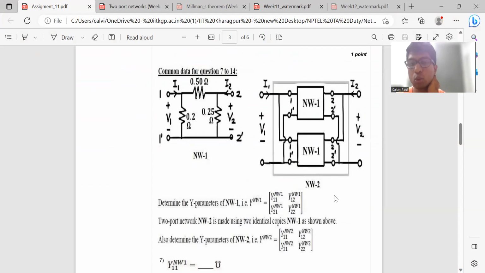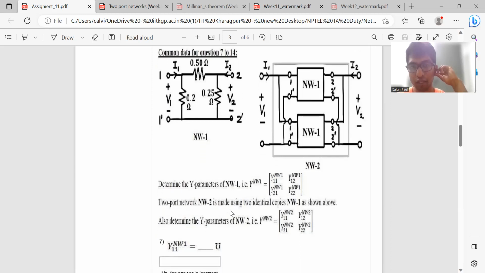This is made using two identical copies of network 1 as shown above. Okay, there are two identical copies of network 1. Now we have to determine the Y parameters of network 2. Okay, now our goal is to determine the Y parameters of network 2. So we will proceed. Let us consider.